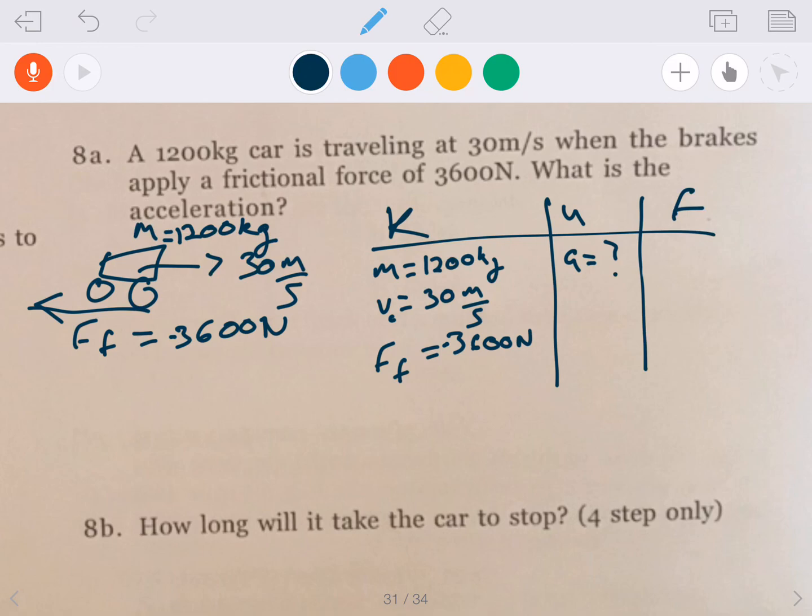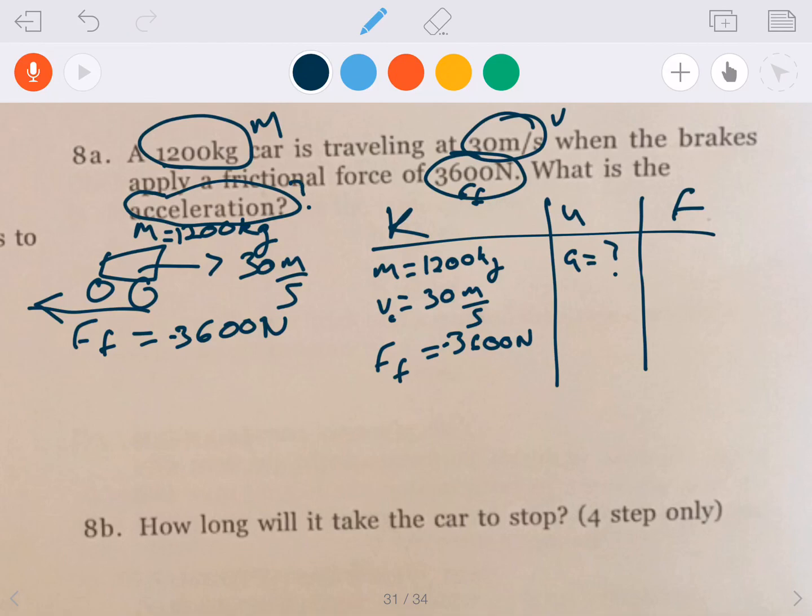A 1,200 kilogram car, its mass, is traveling at 30 meters per second. That's a velocity. When the brakes apply a frictional force of 3,600 newtons, force of friction, what is the acceleration? So I draw my picture. I've got a car, mass of 1,200 kilograms. 30 meters per second is my velocity. And my force of friction is negative 3,600 newtons.